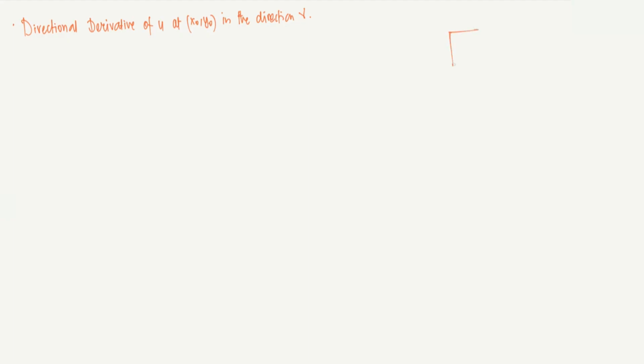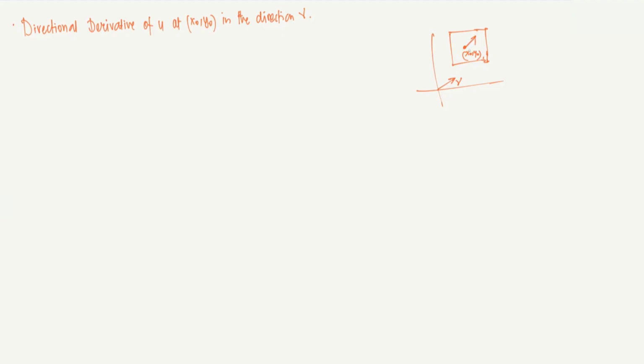Let's say a function is defined in some rectangle here. I take some vector gamma which has some direction. Let's say x naught y naught is some point here. If you look at x naught y naught plus t times gamma, in this direction.